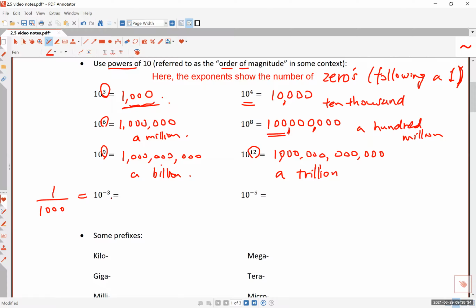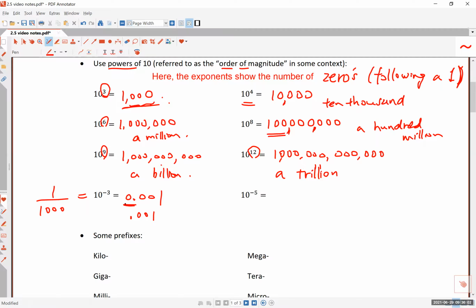So 10 to the negative third is 1 over 1,000, and this is 0.001, okay? And so how do you remember that? Well, it is my practice to put this zero. Sometimes people write .001, especially in America. I prefer that you write 0 point. This part I think is important, and this makes it easier to remember also.